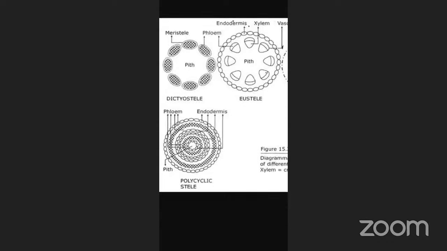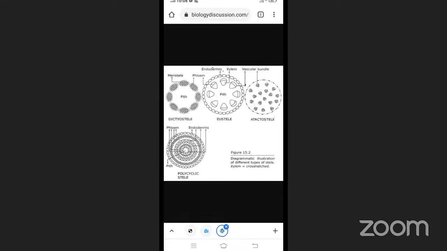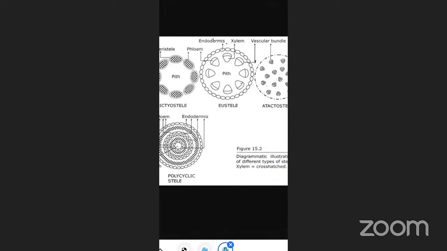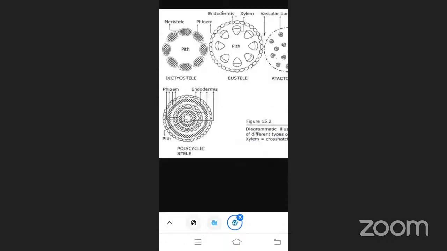So the next one is the polycyclic stele. Here, the eustele means a centrally parenchymatous pith is there, which is surrounded by vascular bundles, a ring-like arrangement of vascular bundles.